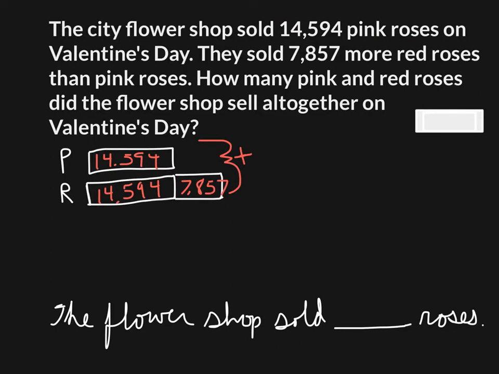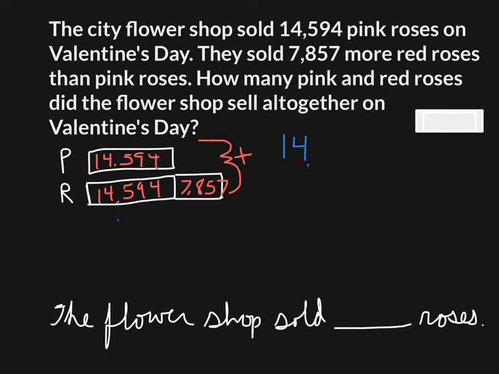And then I'm going to add the 7,857. Now I can solve this two ways. I can do two separate addition sentences. The first one where I add these together to get the total of red roses, and then I add that to the pink. Or I can just add all three addends in one three-addend addition problem together. I'm going to do this in two steps. So I'm going to start figuring out how many red roses were sold.